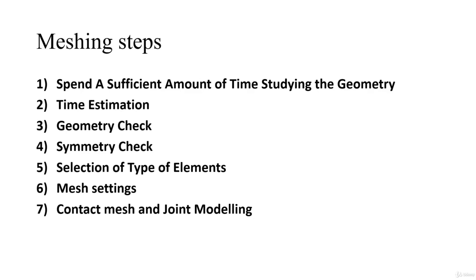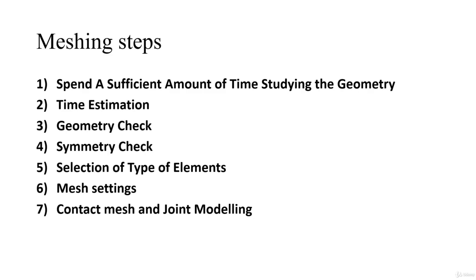Then the fourth one is the symmetry check. As I have told you, we need to decrease the size of the model in order to increase the efficiency of the problem. For that purpose you can do a symmetry check, and if there is symmetry in the object, you can decrease the size of this particular model. And then you need to select the type of elements that you are going to mesh the object with, and you also have to set the mesh settings. There are a number of mesh settings, like selection of edge length, selection of different types of elements, different methods to mesh the geometry, and a lot of other settings. You need to master all those settings, and you need to select them.